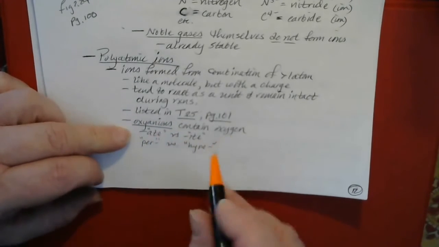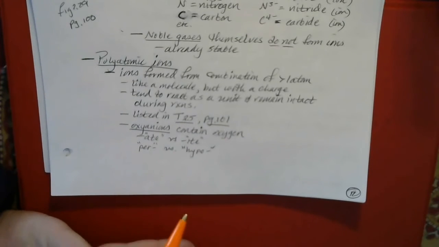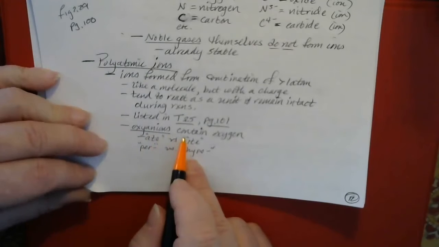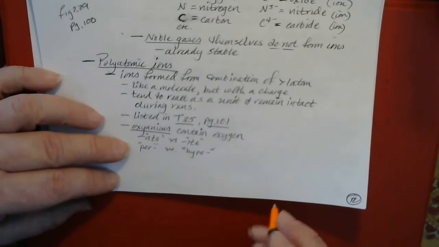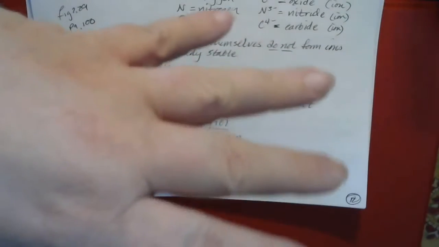There are some rules for naming polyatomic ions. It turns out that most of the negatively charged polyatomic ions involve oxygen in some way, and those are known as oxyanions. And there are some rules, like for instance, what we're dealing with here with polyatomic ions is non-metal elements. If you look at that table on page 101, you'll see that all of the elements involved in all of those polyatomic ions are nonmetals.